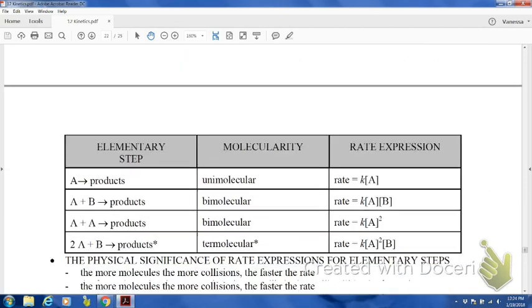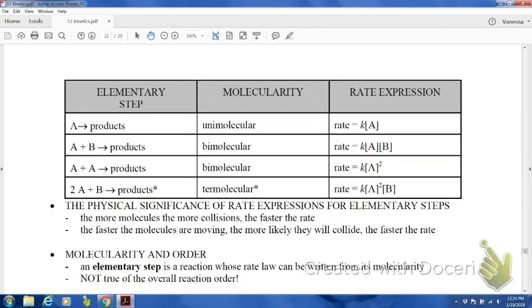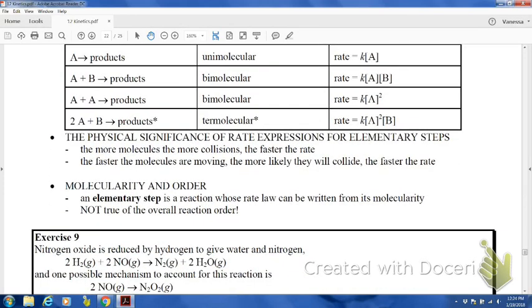Okay? Here is the rate expression to go with those terms that we just discussed. Of course, from kinetic molecular theory, remember all particles are in motion, and of course, the more molecules you have colliding, and then collision theory says higher rate of collisions means more effective collisions, so you would have a faster rate. And of course, the faster the molecules are moving, the more likely they are to have enough kinetic energy to overcome their activation energy. When we're talking about molecularity and order, an elementary step in the reaction can be written just for its molecularity, not true of the overall reaction.